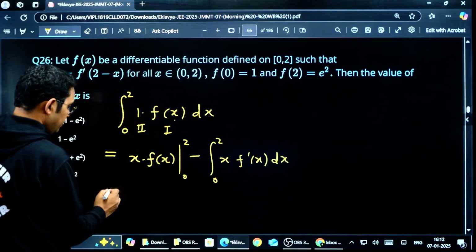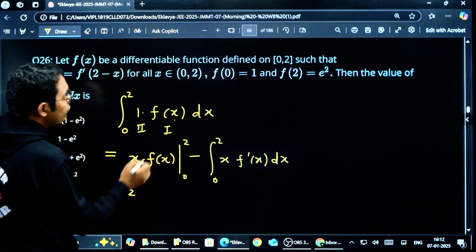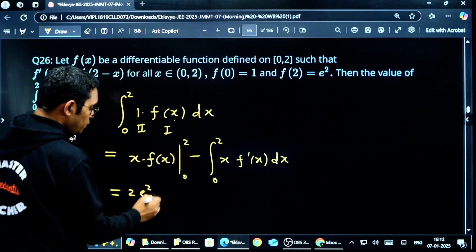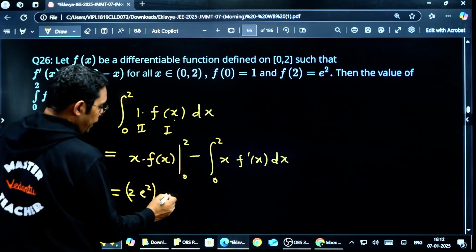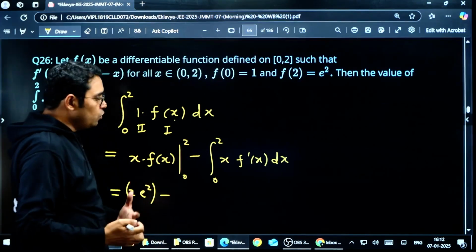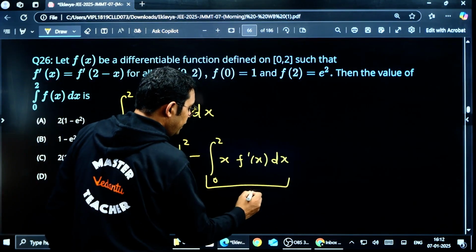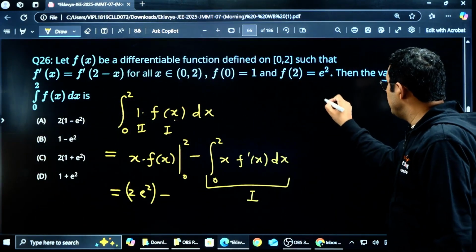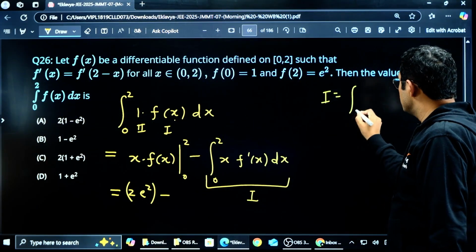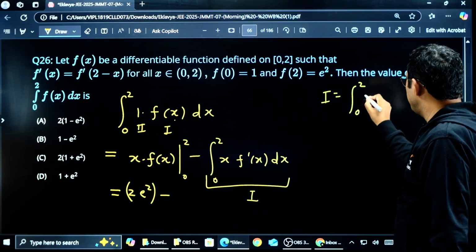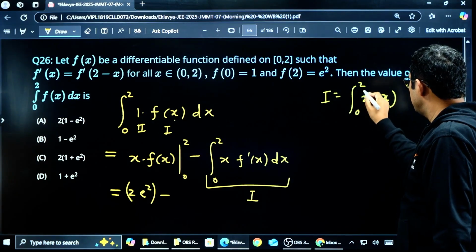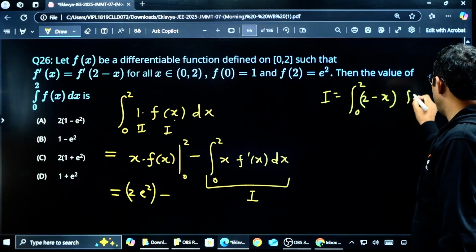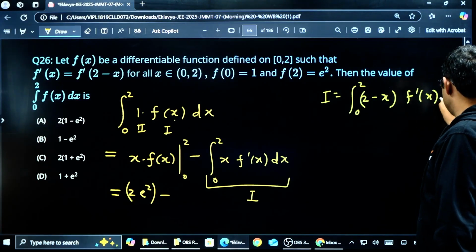Now this is obtained directly as 2 into f(2), and f(2) we are given as e square, minus 0. So only this thing we will get from here, minus, here you can use King's rule. Let us call this I, and let us find this I separately. Now this I will be equal to, if we use King's rule, integral from 0 to 2, and in place of x it will be 2 minus x, and here f dash of 2 minus x is equal to f dash x, so I will write it back as f dash x only.